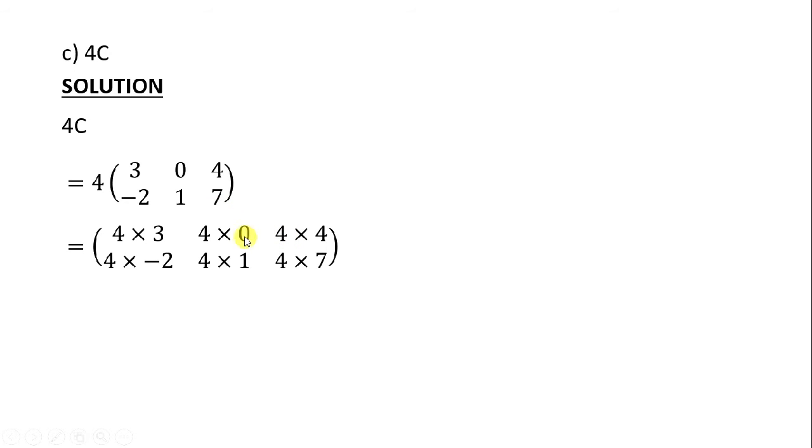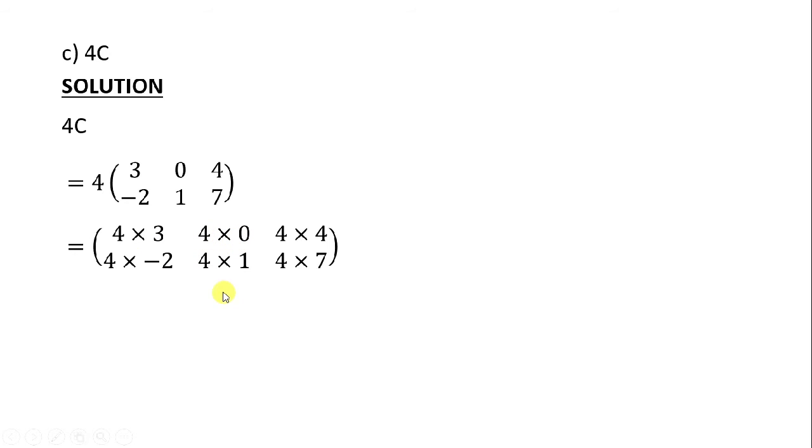Find 4C. So what we are going to do is to replace the entries for the matrix C where there's C. Then we are going to multiply each of these by 4. So we'll say 4 times 3, 4 times 0, 4 times 4 in the first row. Second row 4 times -2, 4 times 1, and 4 times 7. Let's do that. So if you multiply 4 times 3, you get 12.